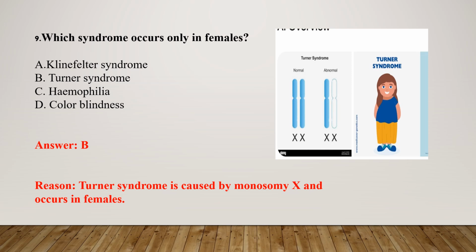Next question. Which syndrome occurs only in females? Klinefelter syndrome, Turner syndrome, hemophilia, and color blindness. The answer is B. Turner syndrome is caused by monosomy X and occurs in females. This we discussed before also. Turner syndrome, only one X chromosome. This is the abnormality in females.